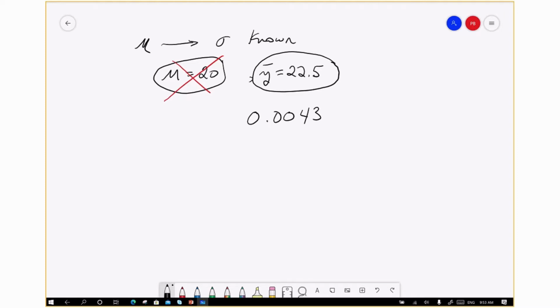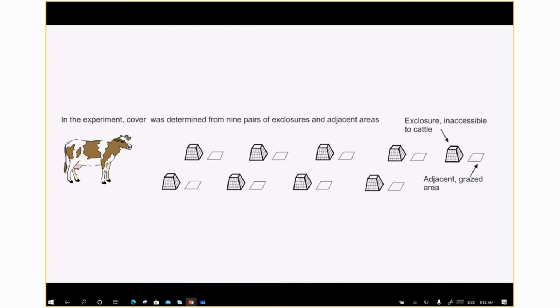In this video, we're going to look at a situation which, unlike the previous one, sigma is unknown. So this is a far more realistic situation, and to motivate it, I'm going to go over a realistic example. In the example that we're going to cover in this video, we've got a cow, or a bunch of cows, and we've got a rangeland. What we're interested in knowing is whether or not, as a consequence of grazing by that cow or cows, the amount of plant cover is reduced.